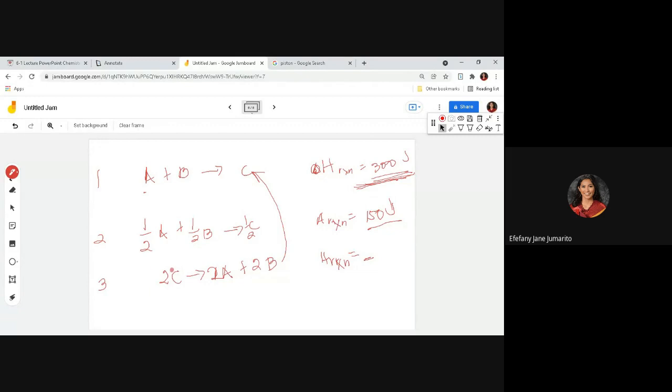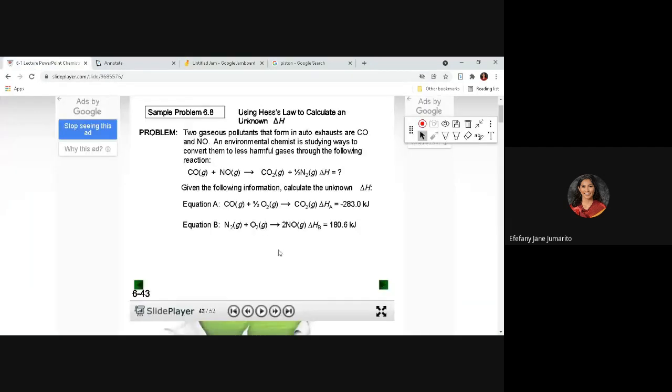Then what about the atoms? We have two. Now we have two. So we will multiply the enthalpy by 2. So that's why enthalpy is equal to 600 joules. So that is Hess's law. Now let's go to this one.